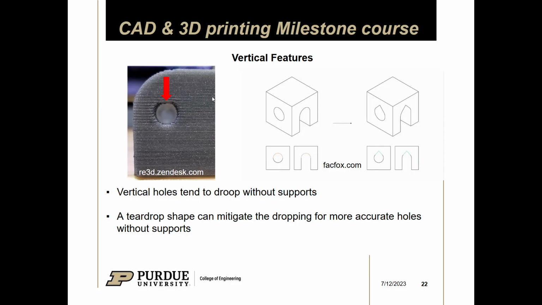Obviously, if your thing needs to be super round, then you can use supports, but you can often get away with these teardrop shapes. Again, this is in the Z direction, right? If you're printing it flat, it can be a circle, but in this vertical direction, you can see these layer lines and you can see that droop. So this is one thing you can think about. You can model these overhangs away.